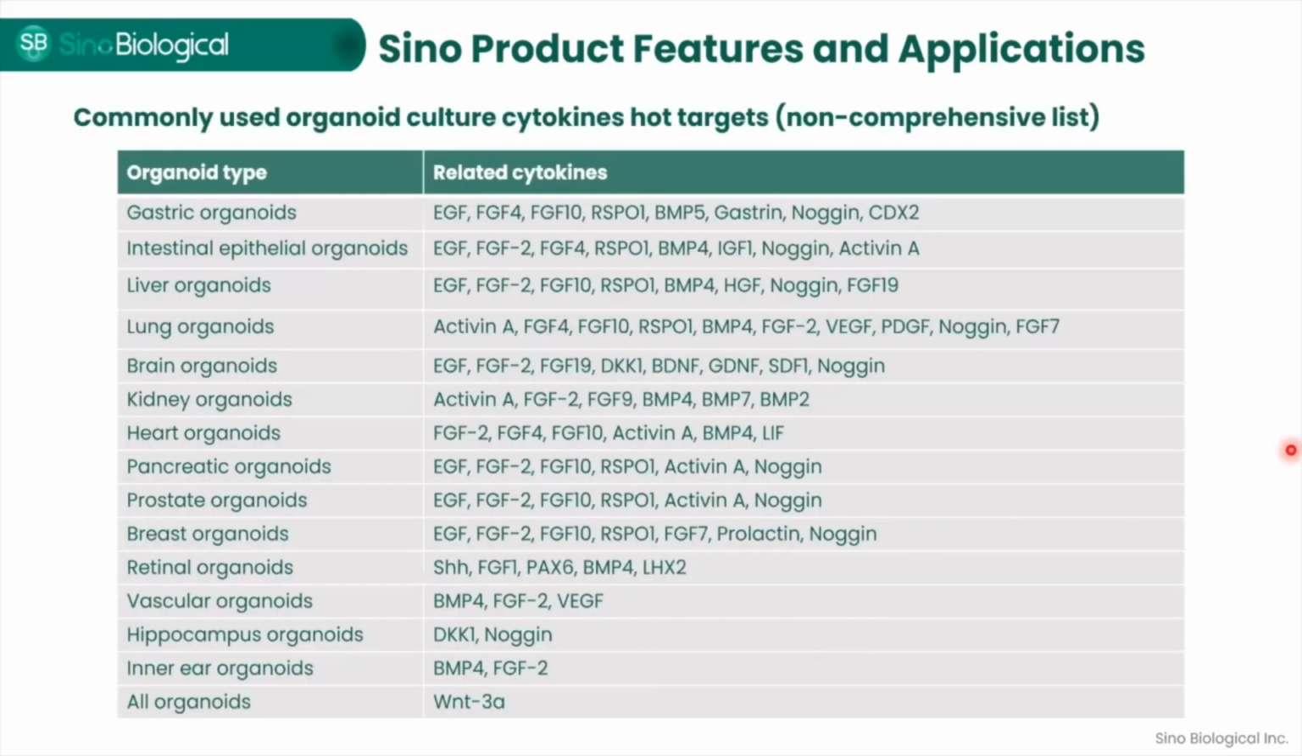Now, moving on, here is a non-comprehensive list of the different cytokines and growth factors that Sino offers that are used in culturing of different organoids. And the common ones that we have previously seen are Activin A, EGF, RSPO1, BMP4, HGF, FGF, among others. And this shows by organoid type which different cytokines and growth factors are used, and Sino Biological offers all of these products.